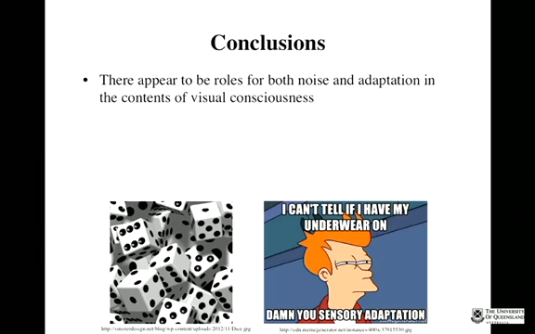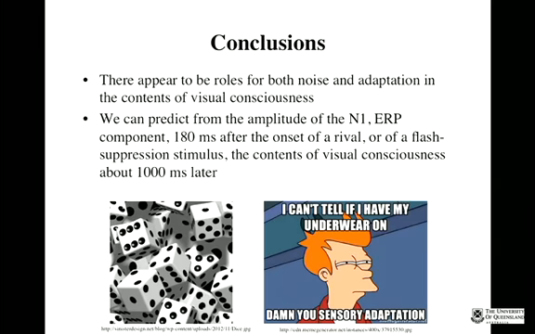So there appear to be roles for both noise and adaptation in the contents of visual consciousness that we can use to predict visual consciousness. And we can predict very early on, very shortly after the onset of stimuli, whether consciousness will change about a second later. From very simple operations, just ERPs, averaging, addition and subtraction, no multivariate classifiers needed or anything like that.